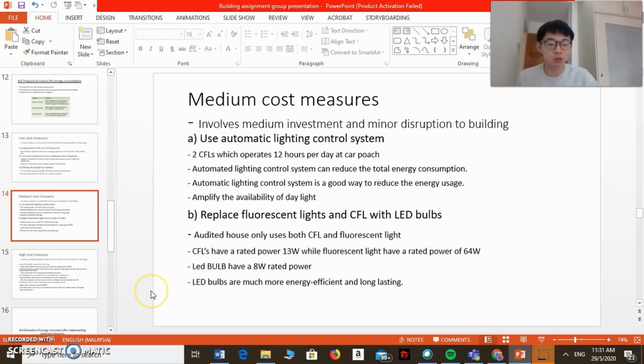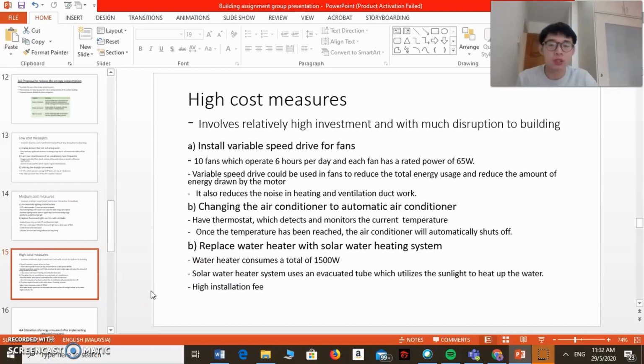Next, we proceed to the high cost measures. So basically, high cost measures involve a relatively high investment and much disruption to the building. So the first proposed measure we suggest is to install variable speed drives for fan.